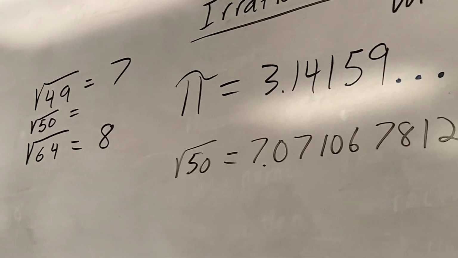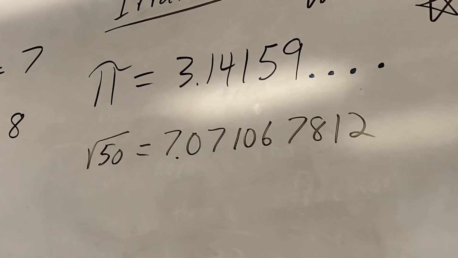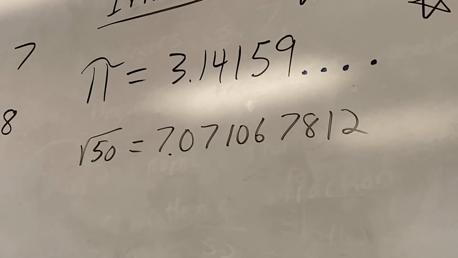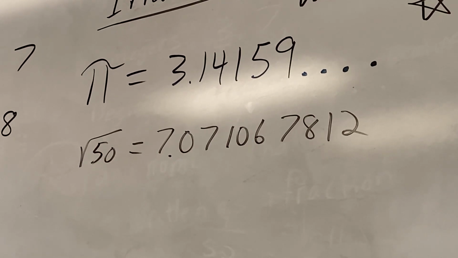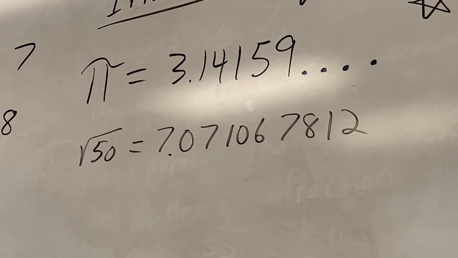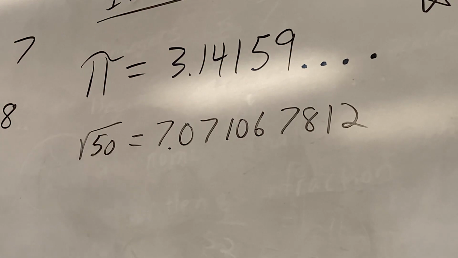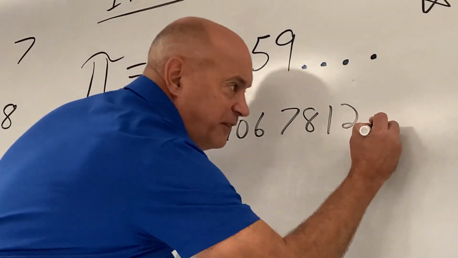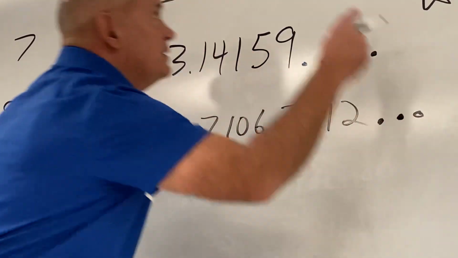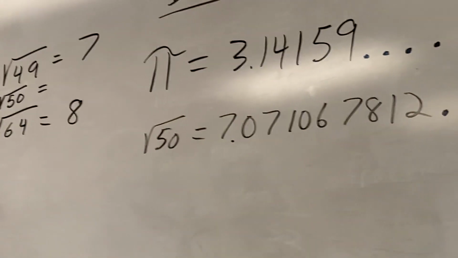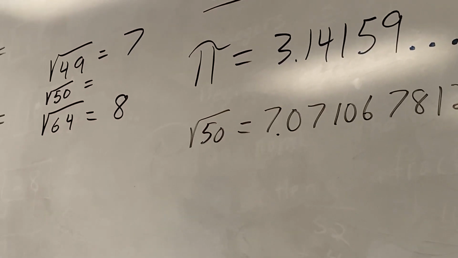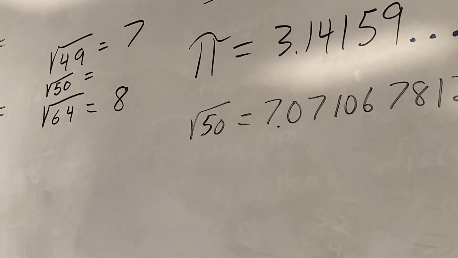No, it keeps going. My calculator says it stops. That's where it stops. No, it keeps going. Are you with me? The calculator only reads 10 numbers. So even though it quit giving you numbers, there's more after it. The square root of 50 is irrational because it keeps going and it never makes a pattern. There's no repeating numbers.